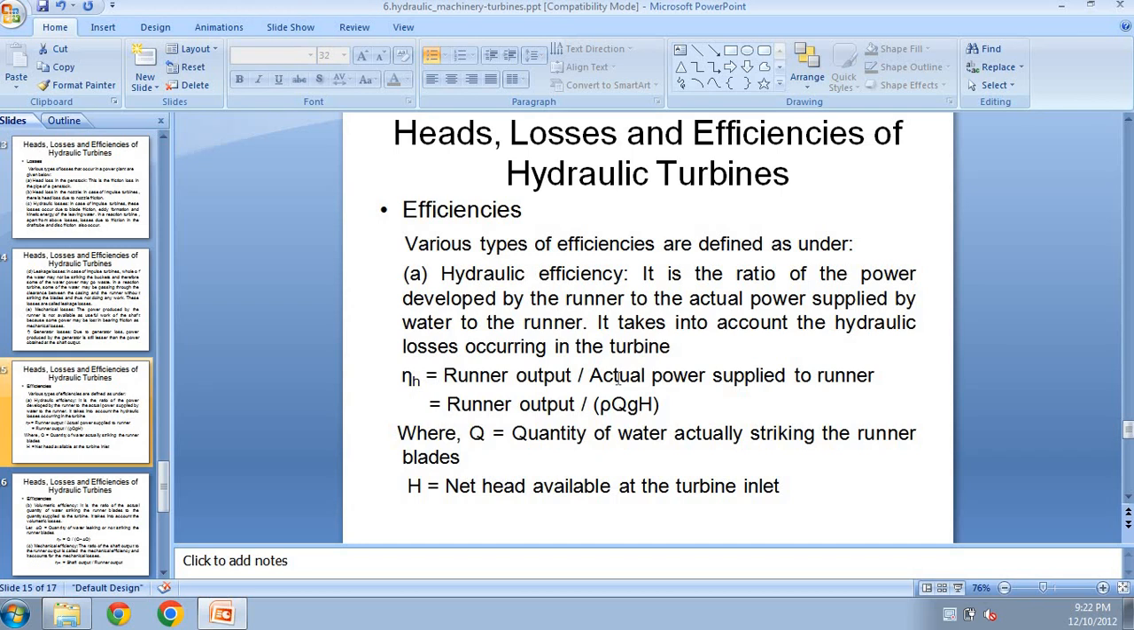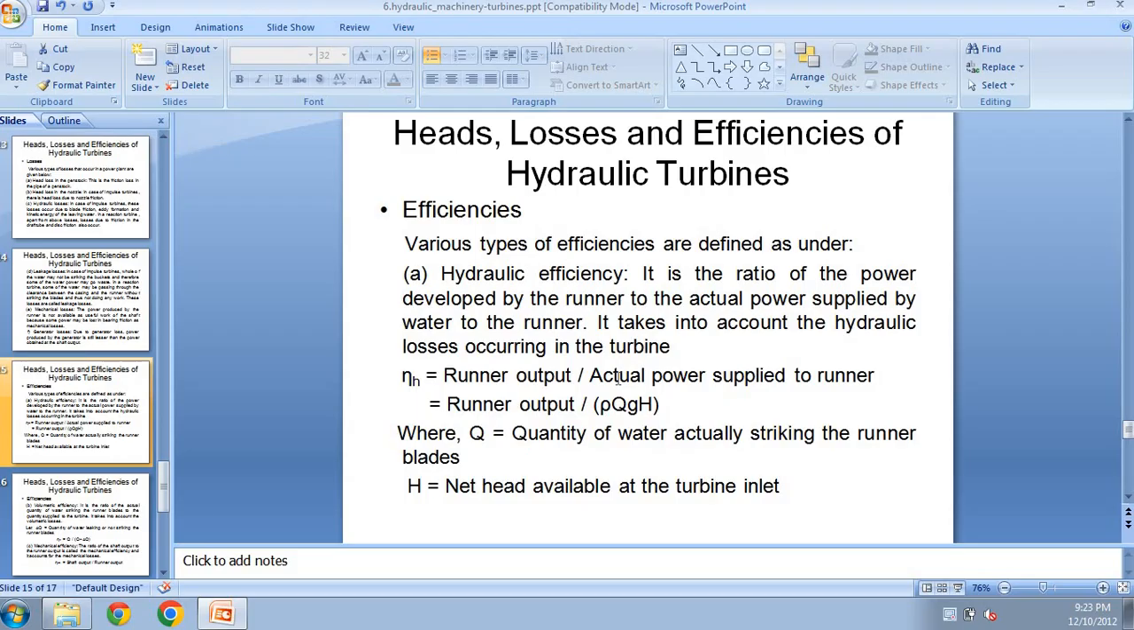And if we consider efficiency at the different stages, their names are given as hydraulic efficiency, mechanical efficiency, etc. So these efficiencies consider losses at the different stages. The first efficiency we consider is hydraulic efficiency. Again it is output divided by input, but these are considered at the different stages.